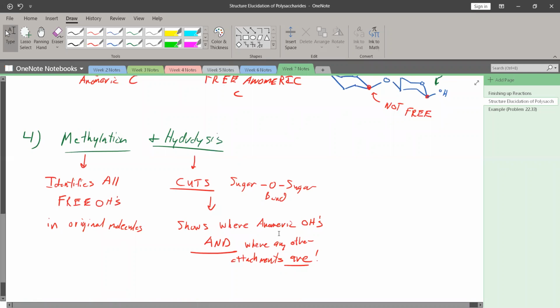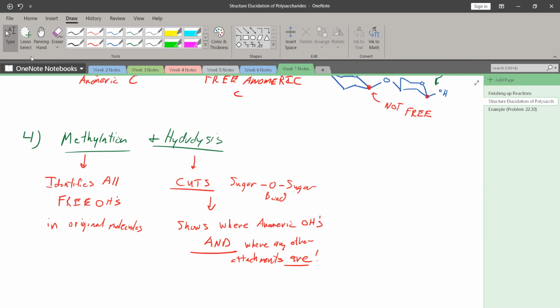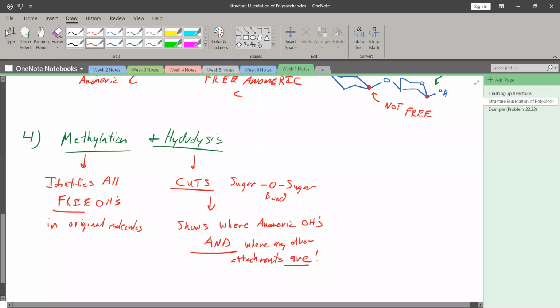The last one is where we can start seeing where the bonds are going to be made. First, we're going to methylate all of the free OHs in our original molecule, not any of the hydrolysis product, just our molecule, turning all the free OHs into OMes. Then the next step is we do hydrolysis, which will cut the sugar bond.